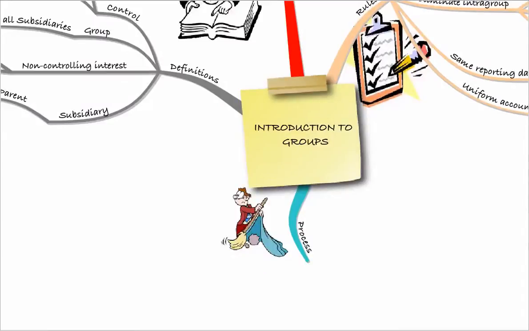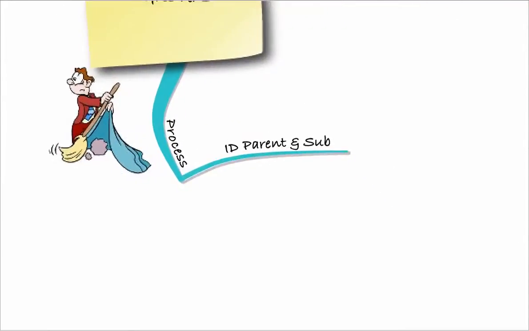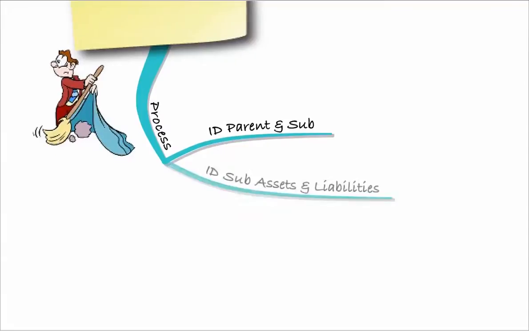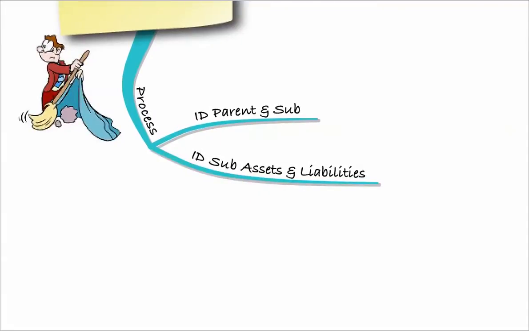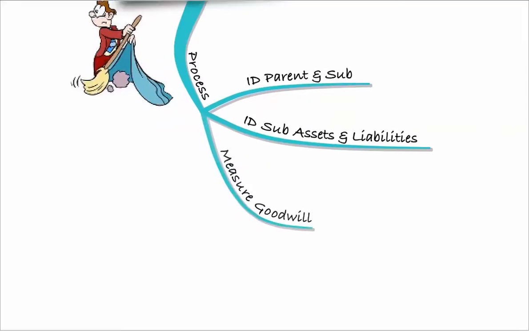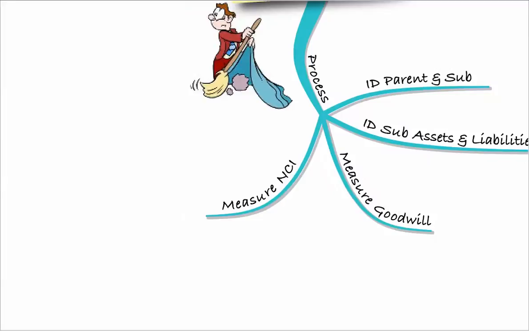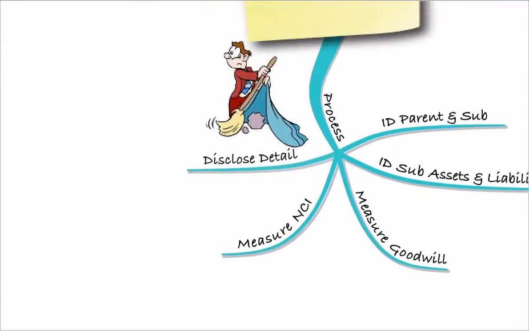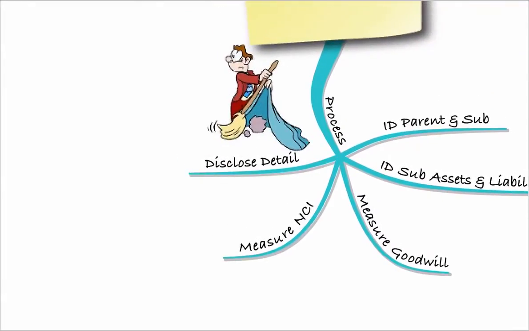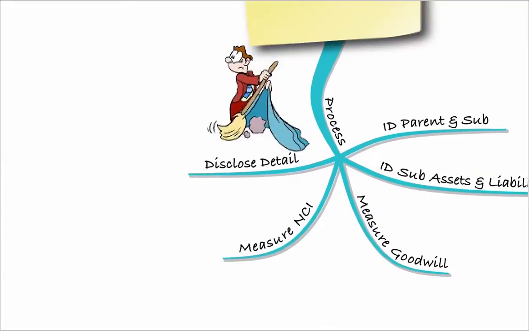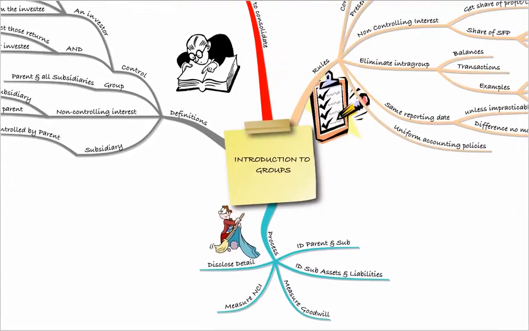So the process we're going to look at in our future lectures, remember, is to identify the parent and the subsidiary, identify the subsidiary's assets and liabilities that have been purchased, measure goodwill that we'll meet in the next lecture, measure the NCI, the non-controlling interest we talked about here, and then disclose all of the detail around the group accounts. So that's our introduction to groups. That's the things that we're going to see as we run through our group accounting. Make sure you learn the definition of control and what that practically means when it comes to group accounts.